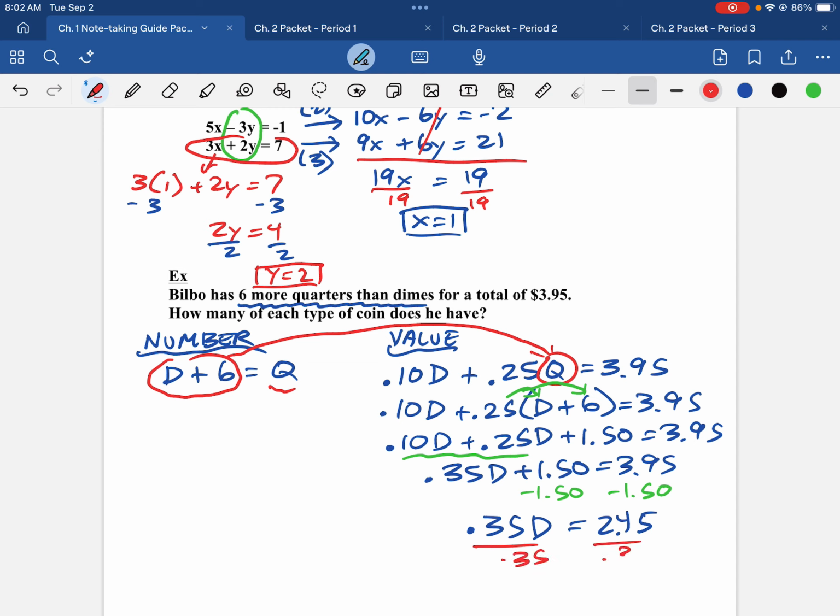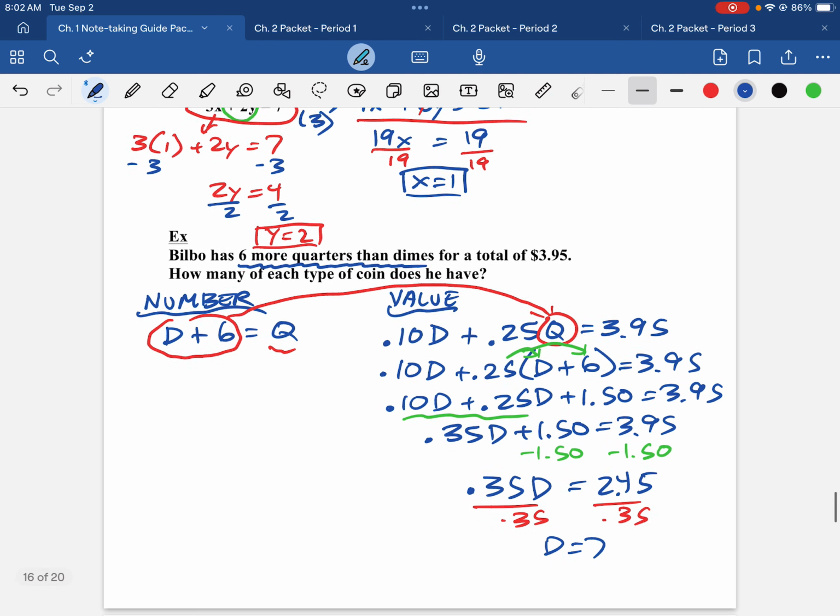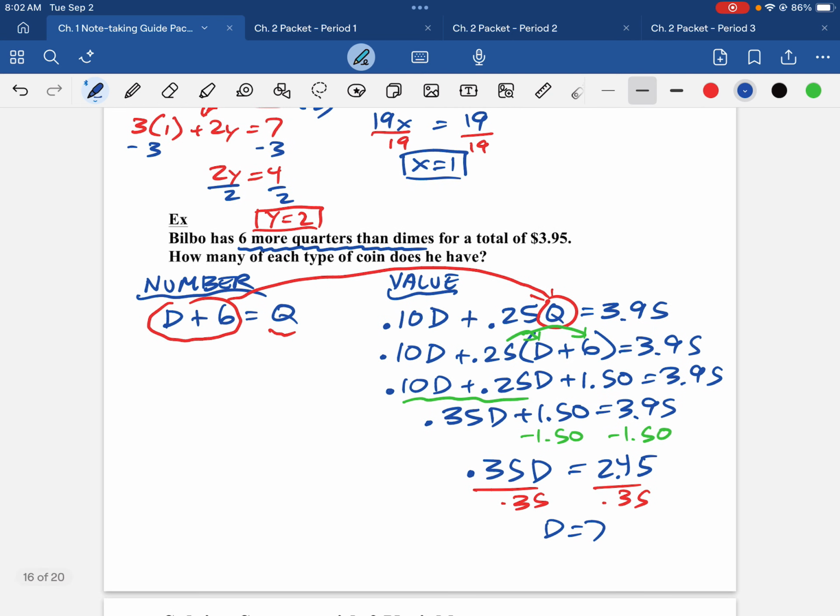Then I'm going to divide by 0.35. And that should come out to an integer. Here it comes out to exactly 7. We'd have a problem with 7.3 dimes. That can't happen, right? So we've got 7 dimes.